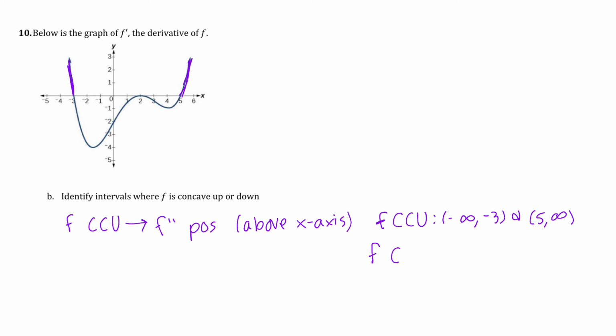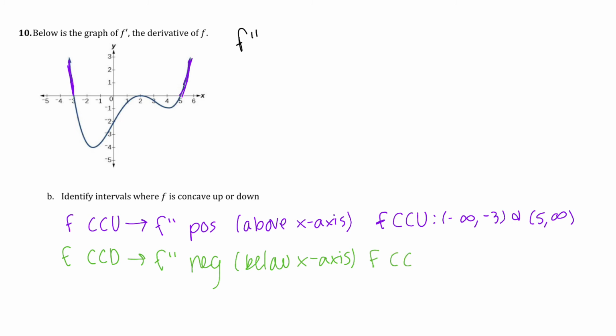F is concave down if F double prime is negative, which would be being below the x-axis. Once again, this is the graph of F double prime up here. So F is concave down if you're below, in this region here, from -3 to 5.